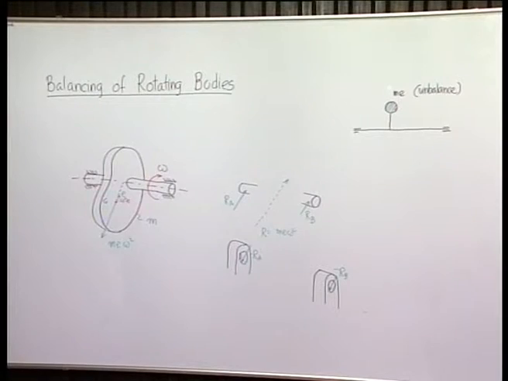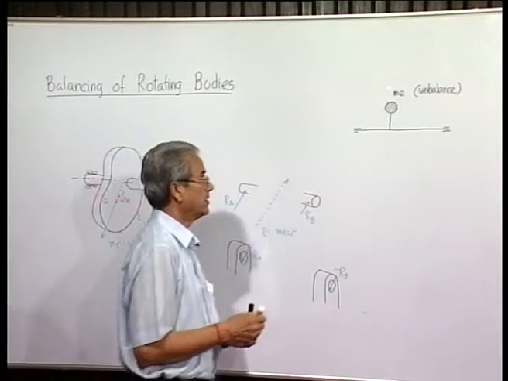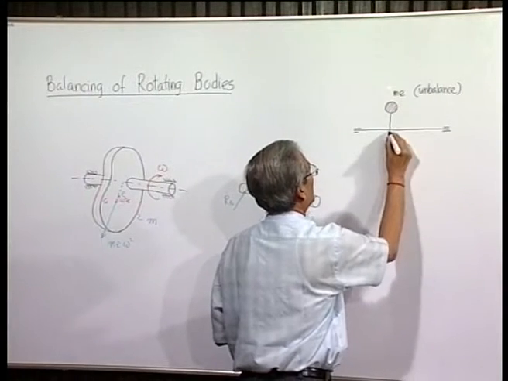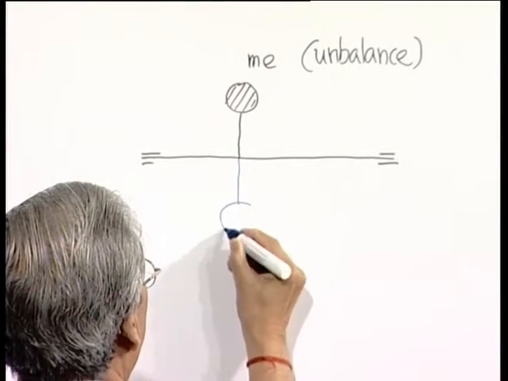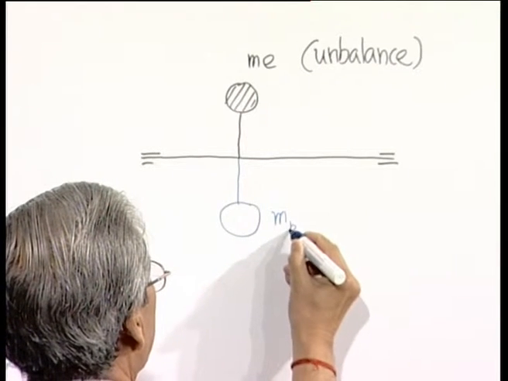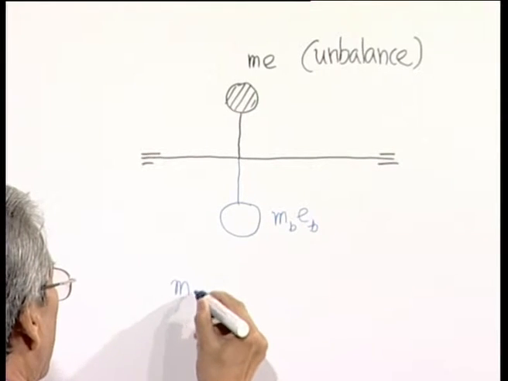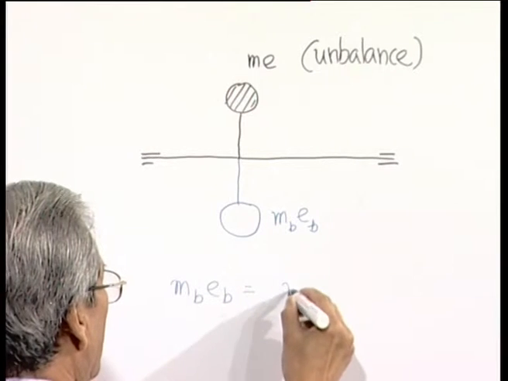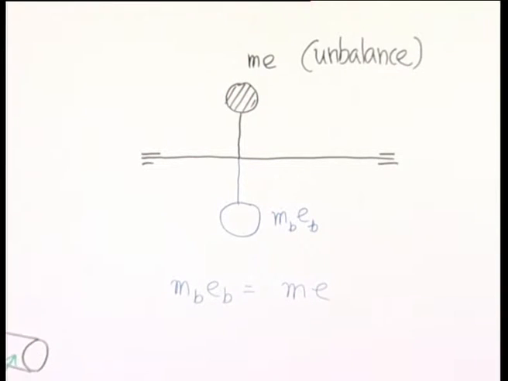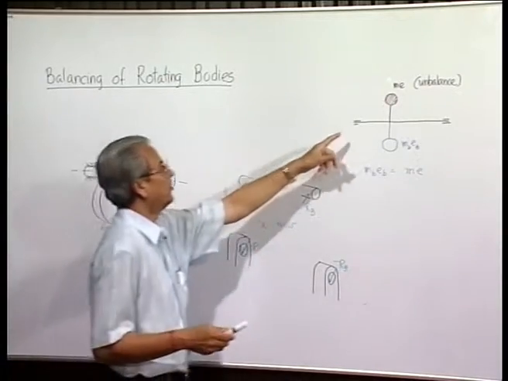Now, if we have to balance this, what will be the simplest way? We can add another mass here, m_b, at an eccentricity E_b, so that m_b E_b is equal to m e. If that happens, then the centrifugal forces of the two bodies, one originally existing in the system and another added later, will neutralize each other, and therefore there will be no resultant force on this support.